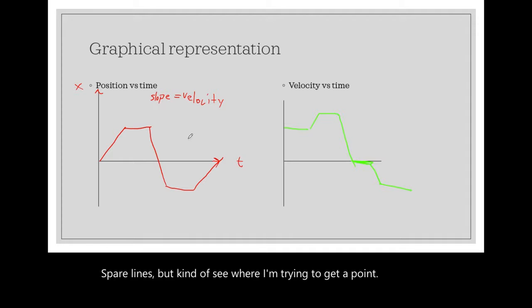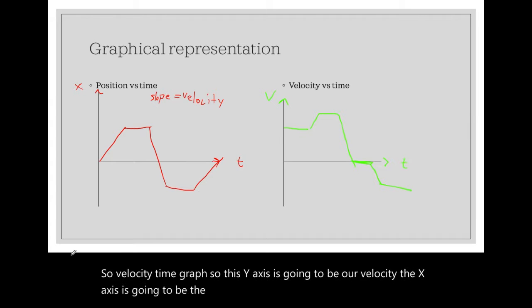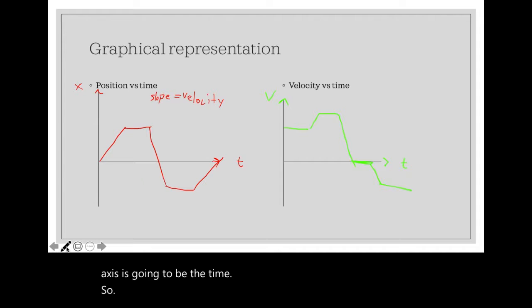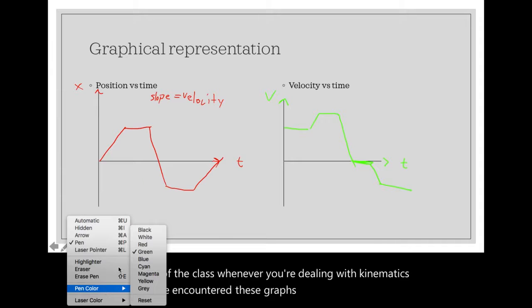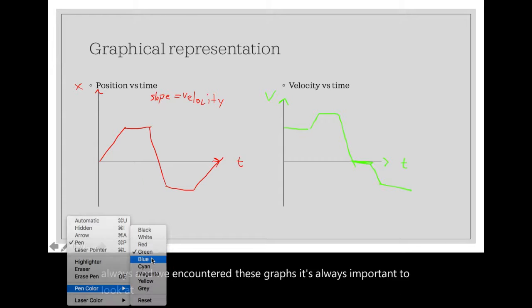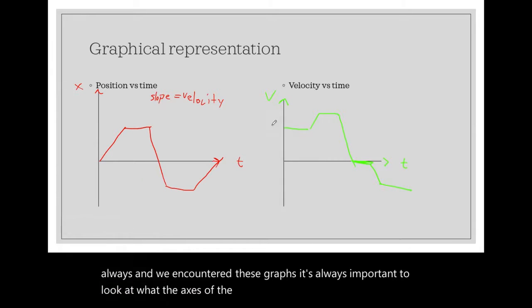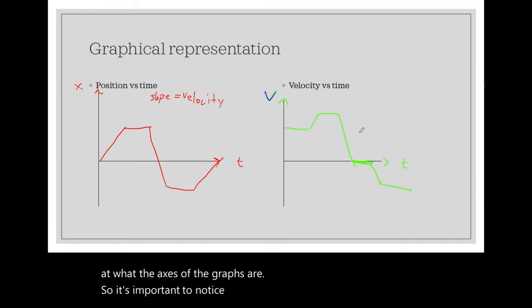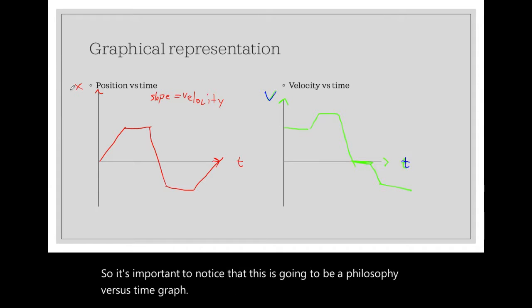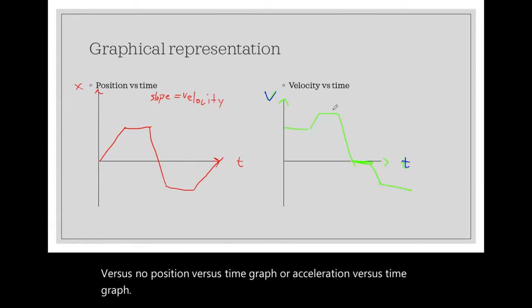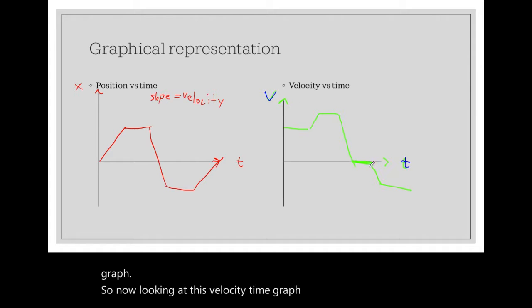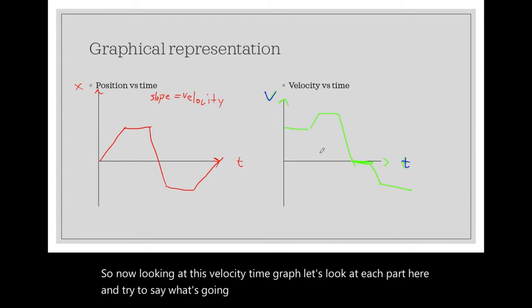So velocity time graph. The y-axis is going to be our velocity. The x-axis is going to be the time. For this part of the class, whenever you're dealing with kinematics and you encounter these graphs, it's always important to look at what the axes of the graphs are. It's important to notice whether this is a velocity versus time graph, a position versus time graph, or an acceleration versus time graph. So now looking at this velocity time graph, let's look at each part here and try to say what's going on.